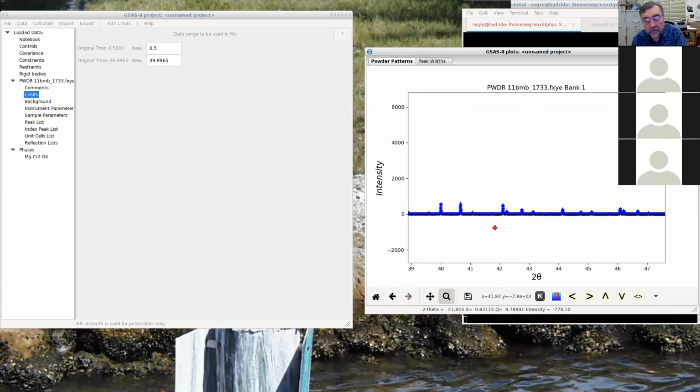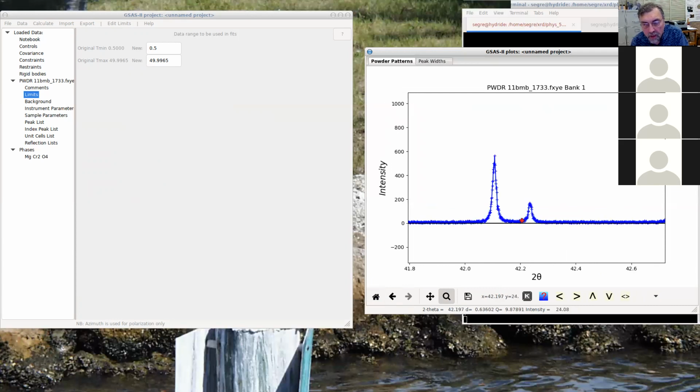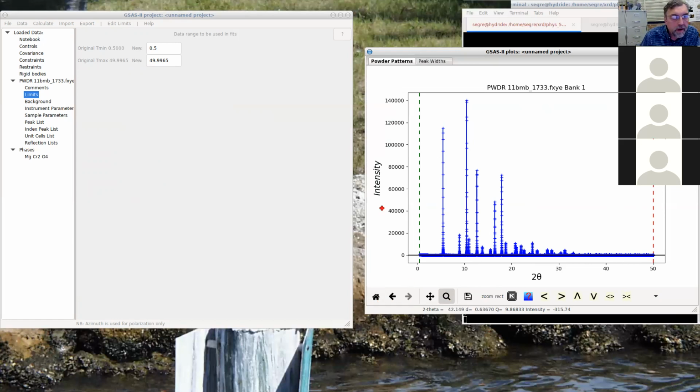You can see there are some very nice sharp peaks here, and they're very distinct. So very sharp, very nice. We're going to use all the data that we have, basically. So the limits are the angular limits. In this case, it goes from 0.5 to 50. And we're going to leave it like that.